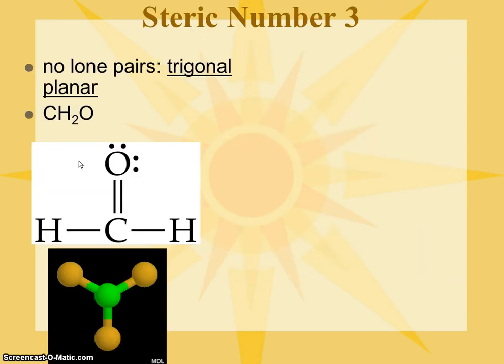For steric number 3, now we're going to have more than one possibility. If there are no lone pairs, meaning everything is a bond coming off of that center atom, then what you're going to see is the parent geometry. And here it's a trigonal planar shape. Planar meaning flat, trigonal meaning a triangle. So if you look at this in 3 dimensions, you have a totally flat triangle.